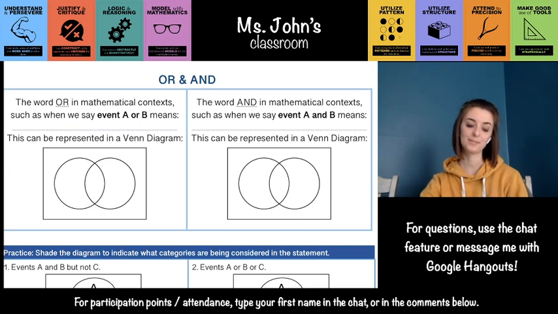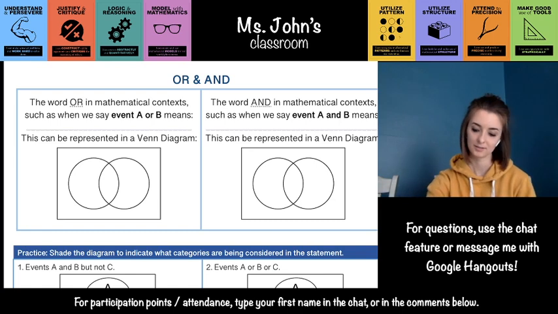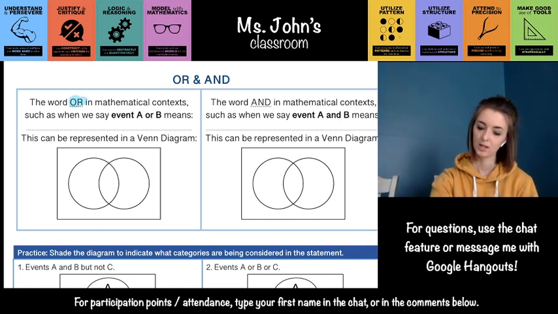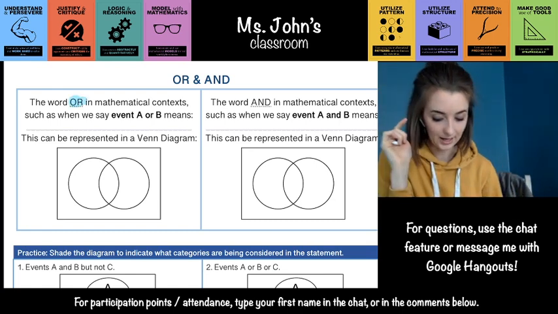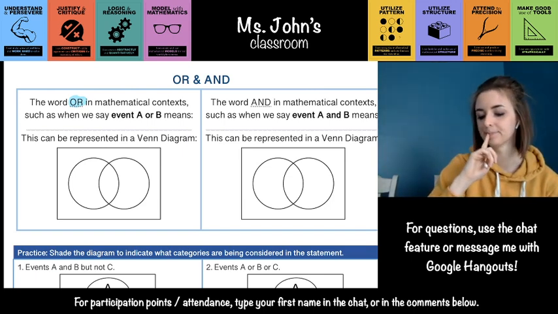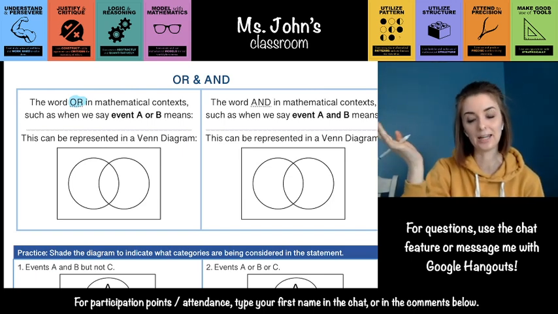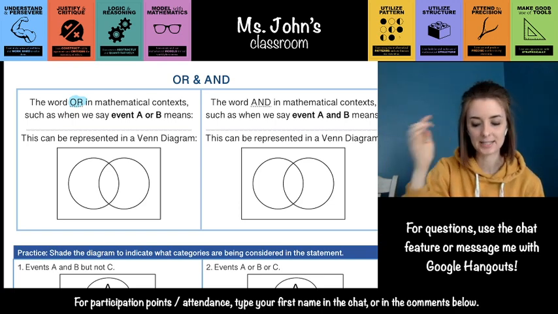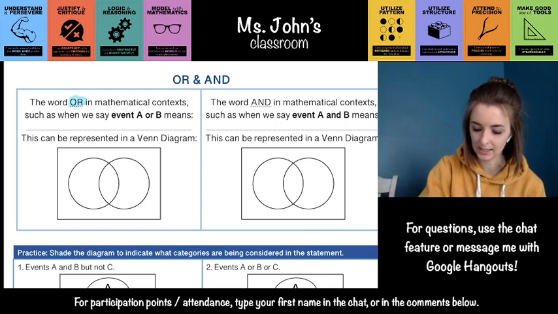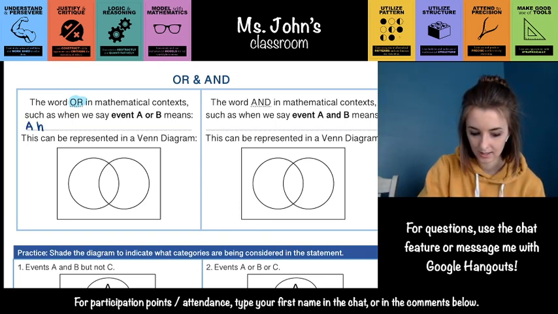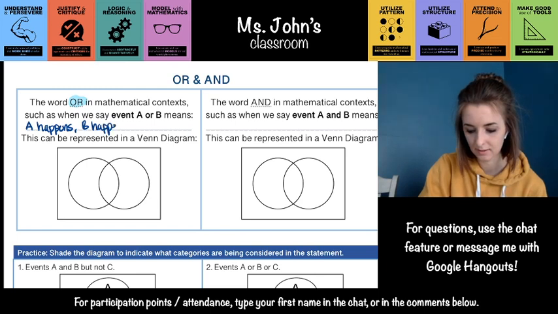So in math, when we say "or," this is the first bit. When we say "or" in math, such as when we say event A or B, what we mean is that either A happens, B happens, or both.